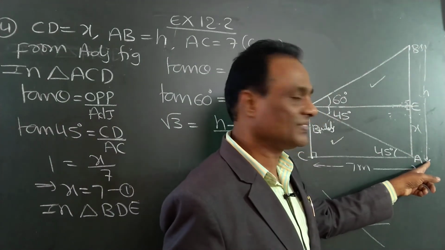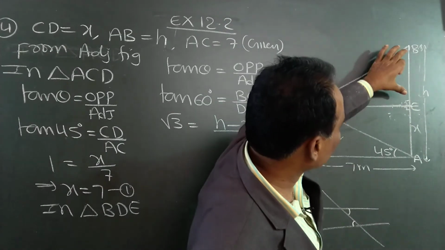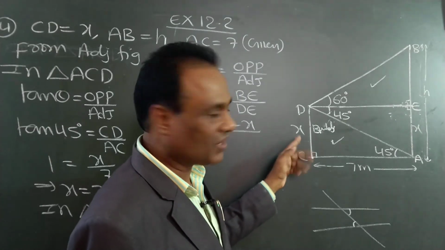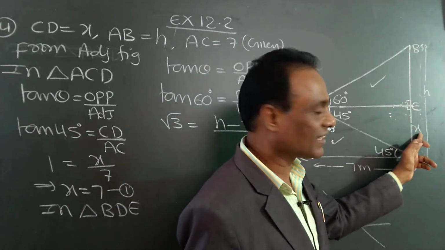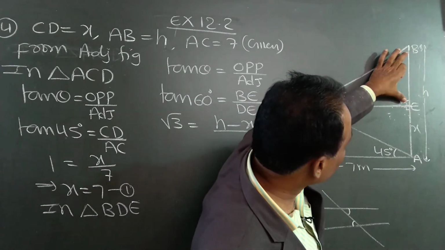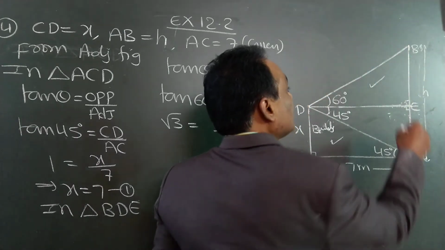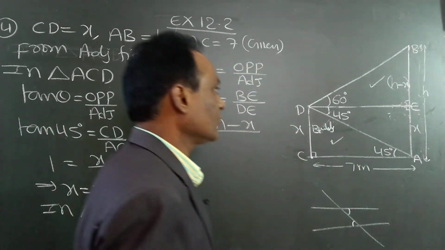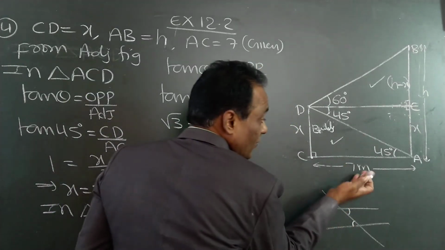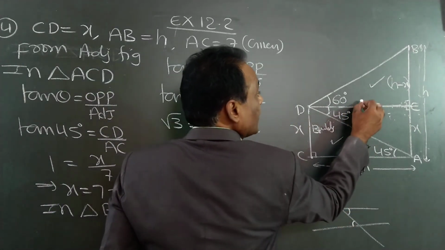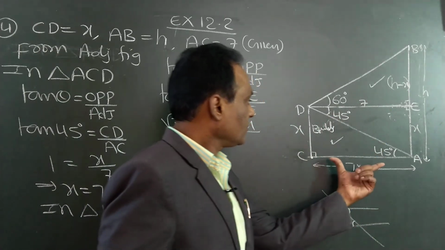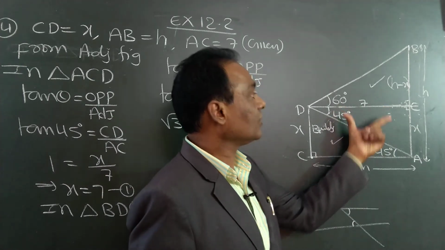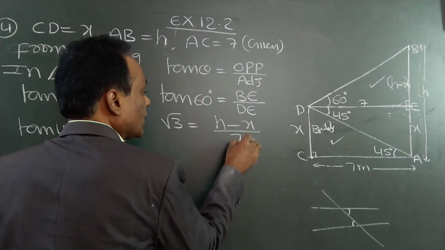BE is h minus x. Where is that x? This we took as x now. So if this is x, this will also be x. If x is removed, this will be h minus x, the balance amount. And if this is 7, its opposite will also be 7. This is 7, DE also 7. So DE is equal to 7.